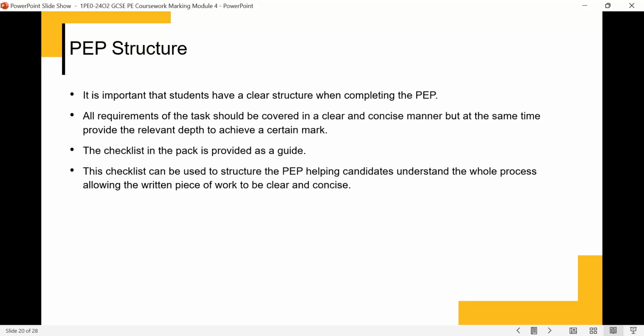I'm not sure if a copy of the checklist is there in your pack, but you can go to the website. I'm hoping everyone has seen that checklist, and I know there was reference to that earlier on in the question. Now, look, using that checklist is not going to guarantee you a certain mark, but what it will do is guarantee that you're covering all the content that's required for the PEP. Then it comes down to the candidates individually, whether they're actually providing the level of depth of analysis and evaluation to gain a certain mark and a certain level.